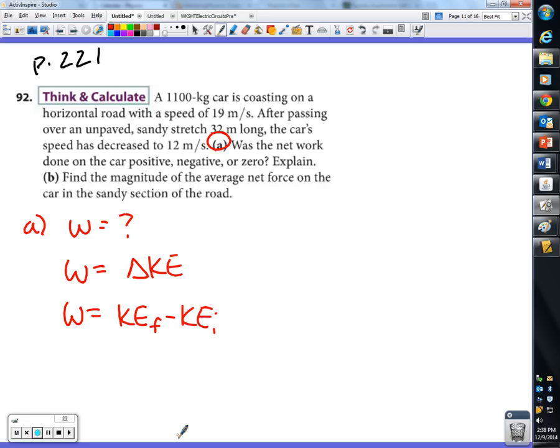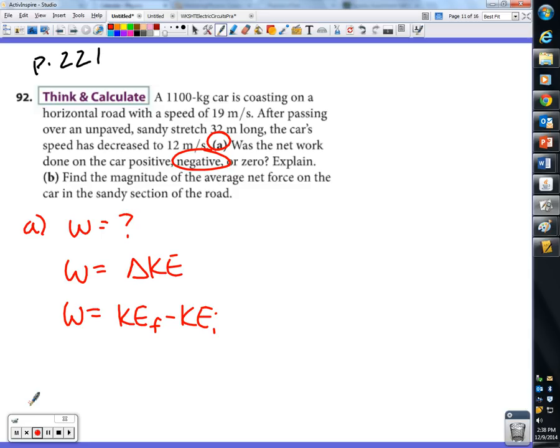work has to come out with what sign? It has to be negative, right? So in this case here, we have done negative work, or the sandy stretch of unpaved road has done negative work on the car. Because what did it do to its kinetic energy? It decreased the kinetic energy.